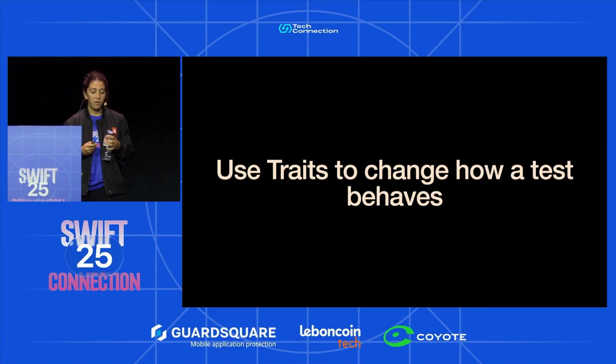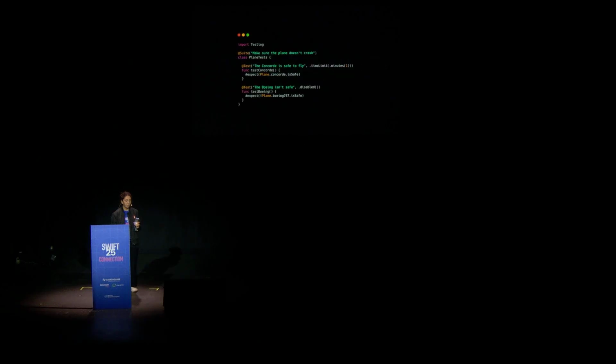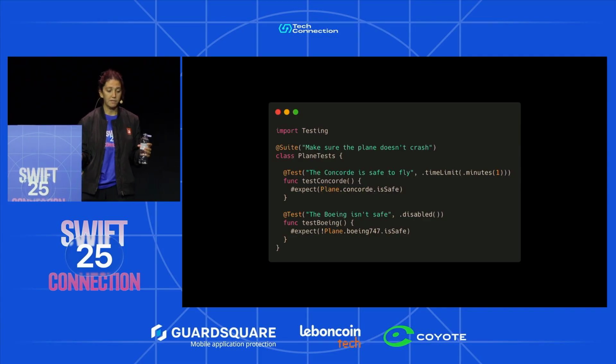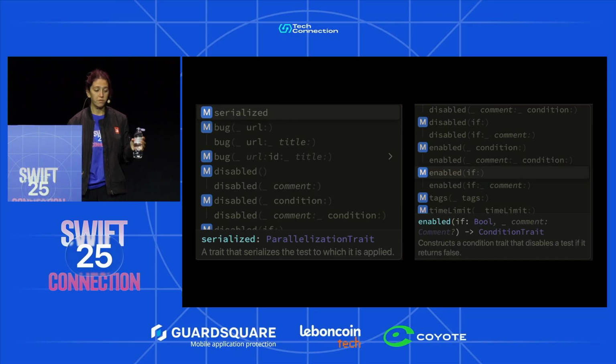And so another really powerful feature of this new testing framework is traits. Traits allow us to customize the behavior of tests. So for example, if we take my previous test suite, I can now add a 1-minute time limit because I want to be conscientious with my credits, or I can disable a test entirely. There's a whole bunch of other things I can do. I can serialize tests, more on that later.